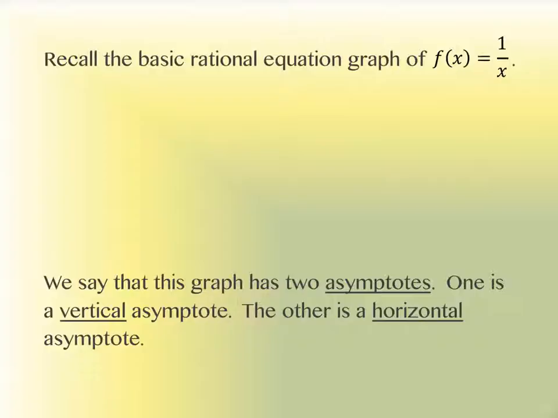So we're going to start with a basic graph that you have seen, and we just talked about it in section 1.4 as well. The rational equation 1 over x. Do you remember what this graph looks like? Could you sketch it? Go for it. Sketch it. I'm going to sketch it. You're going to sketch it. We're all going to have a sketch on our paper.